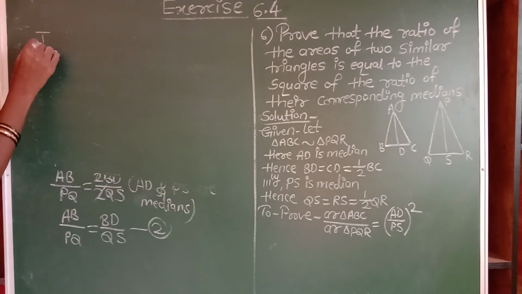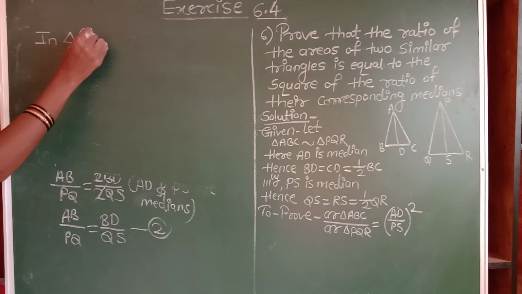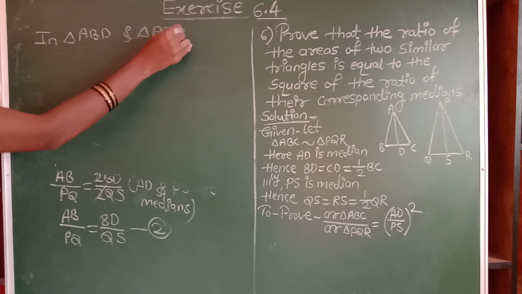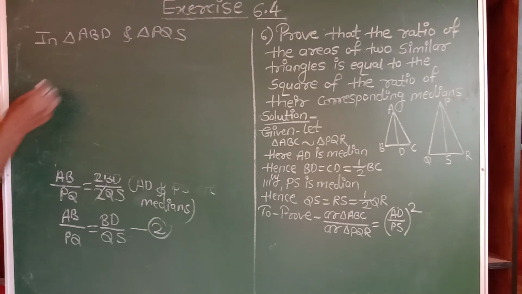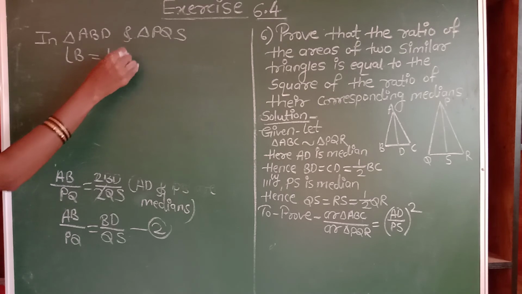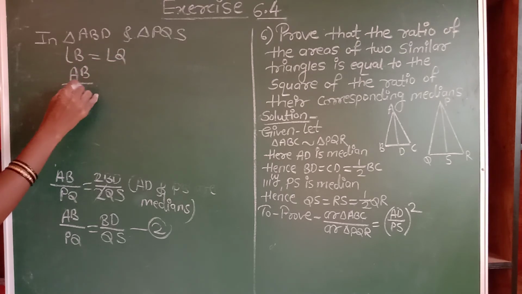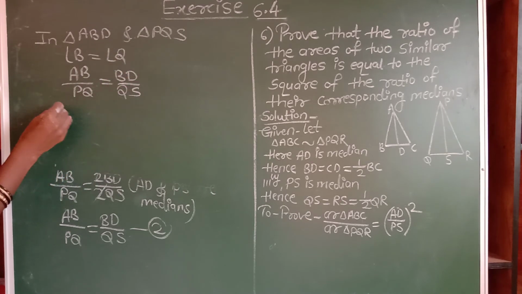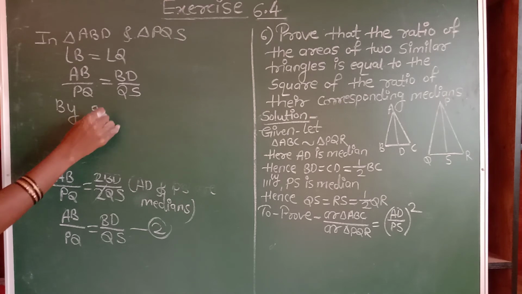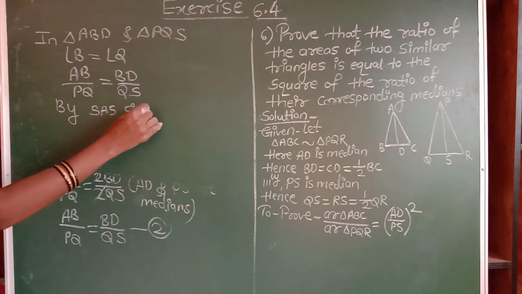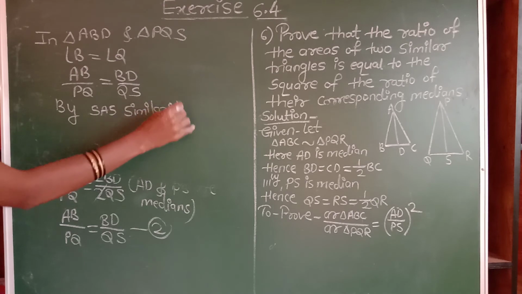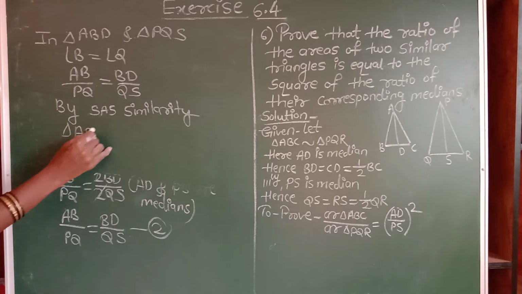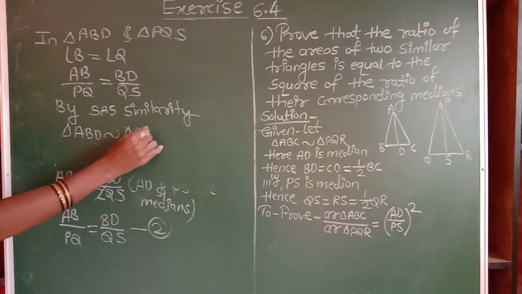Next, in triangle ABD and triangle PQS, angle B is equal to angle Q and AB by PQ is equal to BD by QS. By SAS similarity, triangle ABD is similar to triangle PQS.